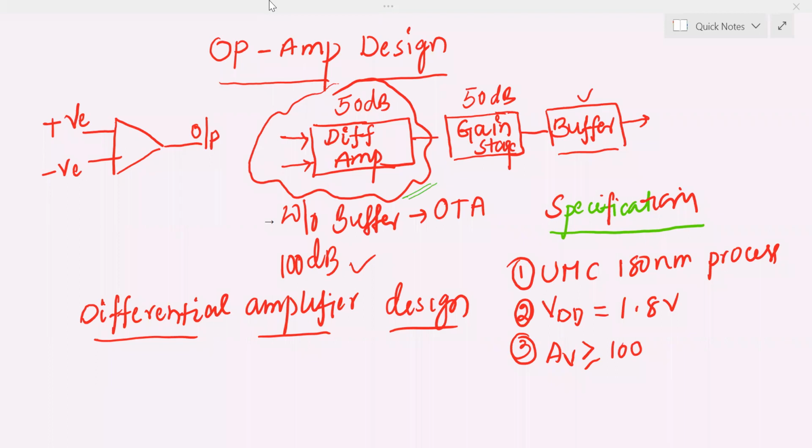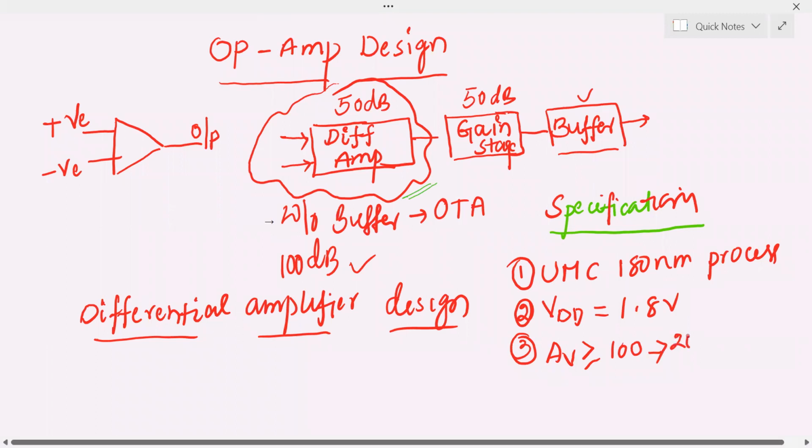Now, voltage gain Av is greater than or equal to 100. If you convert into dB, what is the equivalent value in dB? 20 log 100 is equal to how much? Anybody can tell? So it is 40 dB. Am I correct? 40 dB.